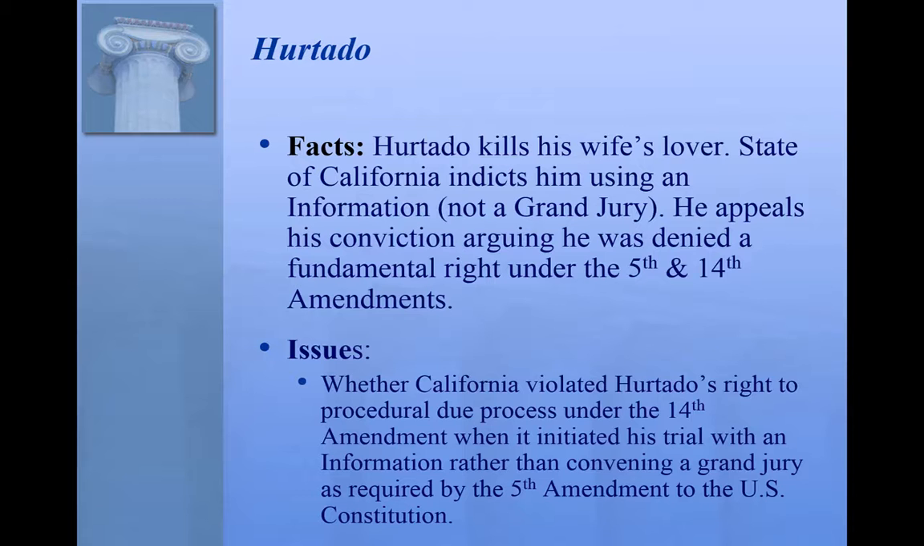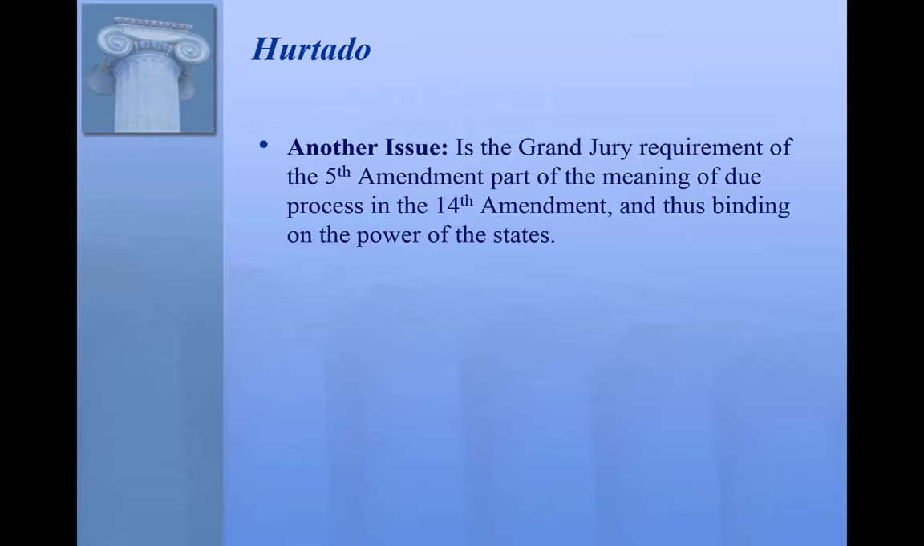So what are the issues? It's a little bit long, but let me read through this with you. Whether, there's that word that's important for defining an issue, whether California violated Hurtado's right to procedural due process under the 14th Amendment when it initiated his trial with an information rather than convening a grand jury as required by the Fifth Amendment to the U.S. Constitution. Now, I believe you're briefing Hurtado for this week, and I would really like to see your own definition of the issue in Hurtado, not just simply a copy and paste from mine. Okay, so that's the issue.